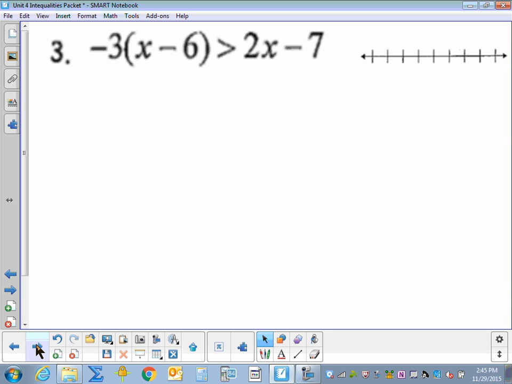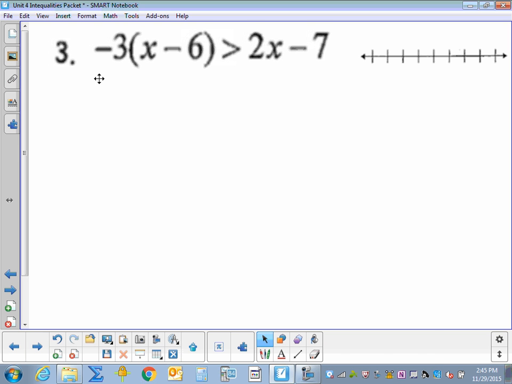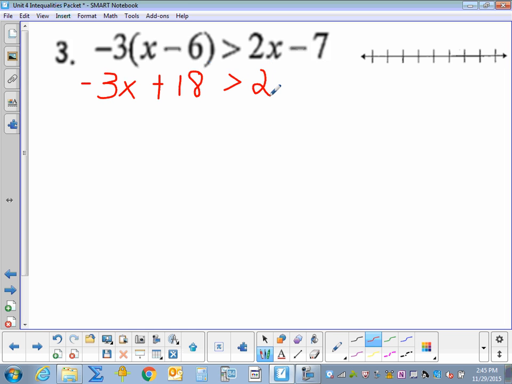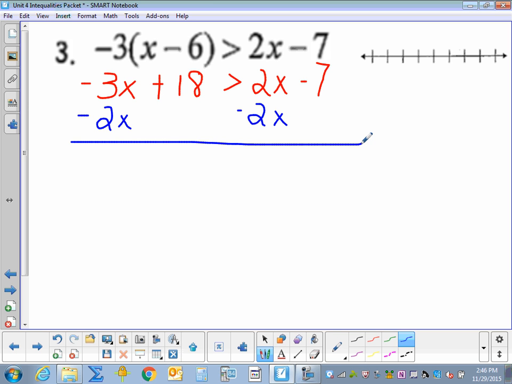Number 3, negative 3 times the quantity x minus 6 is greater than 2x minus 7. So the first step is to distribute. So minus 3x plus 18 is greater than 2x minus 7. So we're going to move the x's to the left. So let's subtract 2x on both sides. So minus 5x plus 18 is greater than negative 7, or minus 7.